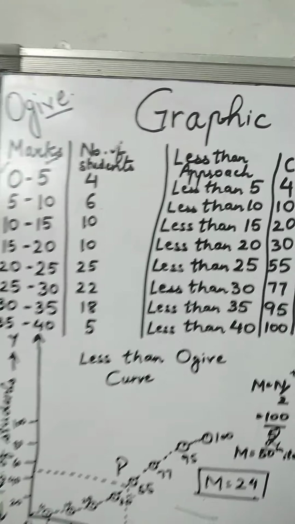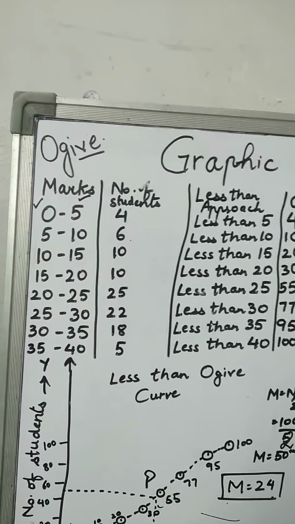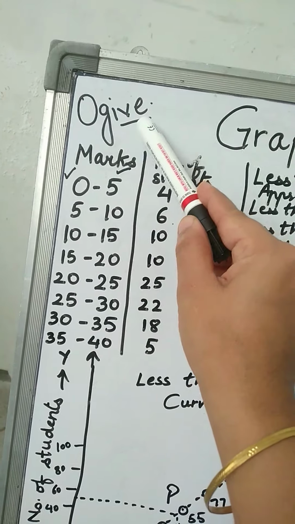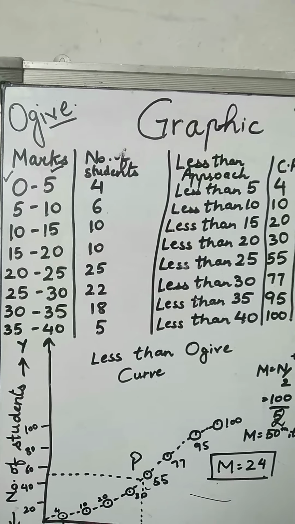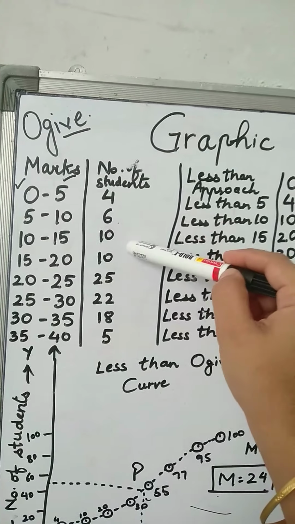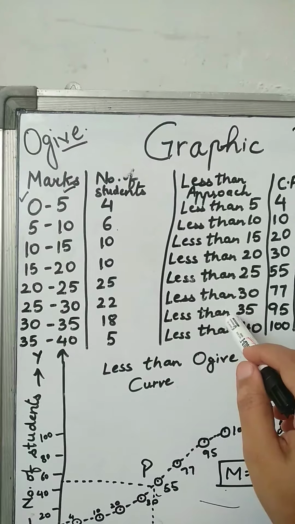Median can be represented on the data using two ways, that is less than ogive and more than ogive. Ogive means cumulative frequency. So I'm going to start with the less than ogive approach. We are given the data, marks and number of students, that is frequency. We have to convert this data into less than approach.